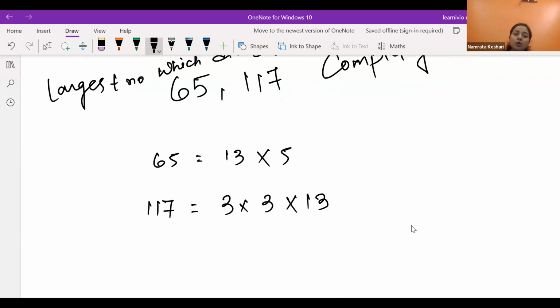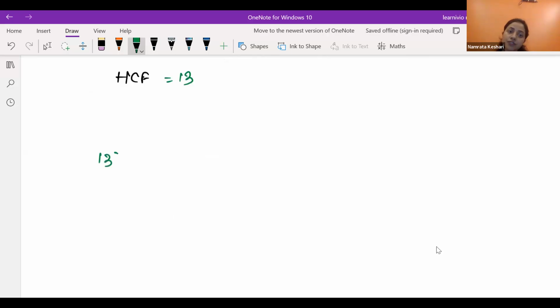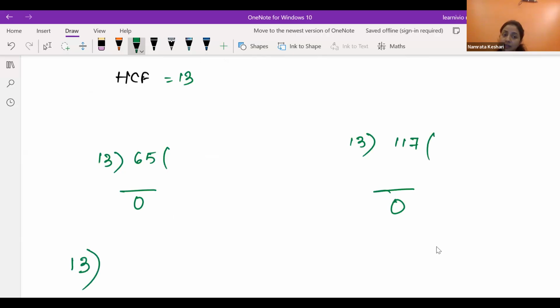Now if we find the HCF, we will check the common factor. And can we see the common factor is just 13, right? Yes, ma'am. Now this 13 is dividing our 65 completely. You can check it. Remainder will be 0. And this 13 is dividing 117 completely. The remainder is 0. But the original number was 70. From there only we have taken out the remainder.